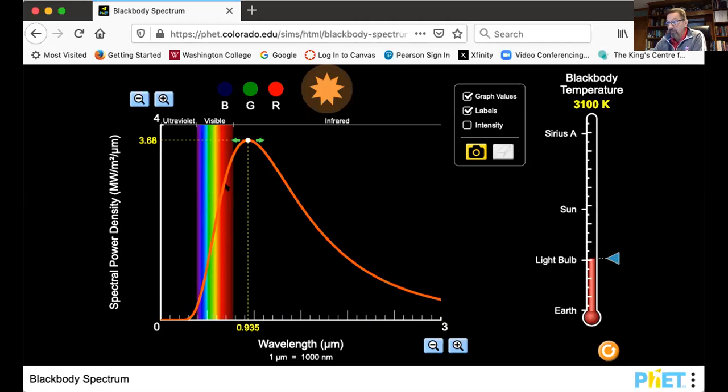Just kind of an interesting artifact. Still plenty of visible, but the peak is actually in the infrared. That's why you can, of course, burn yourself from a light bulb when you touch it.